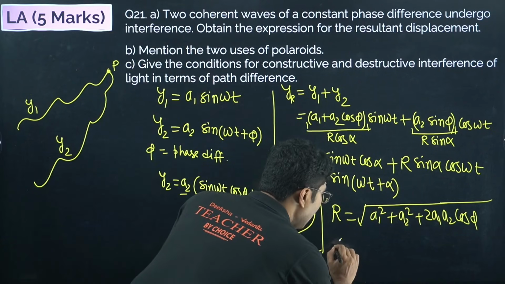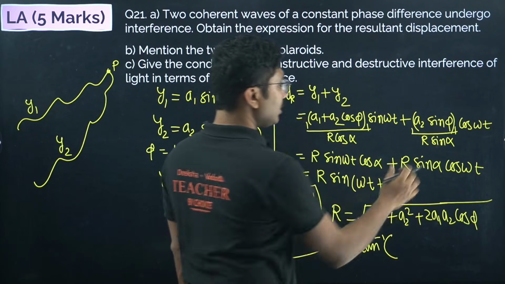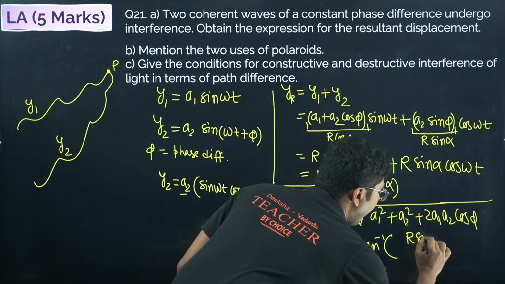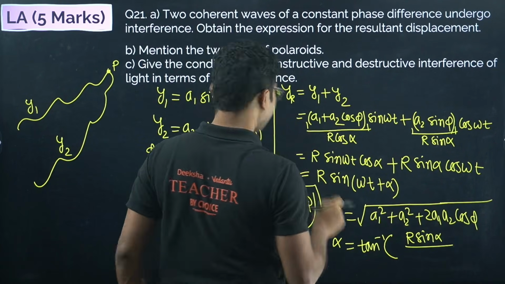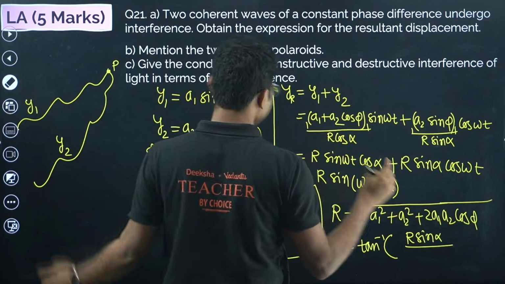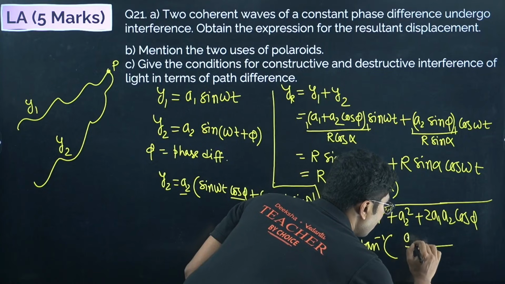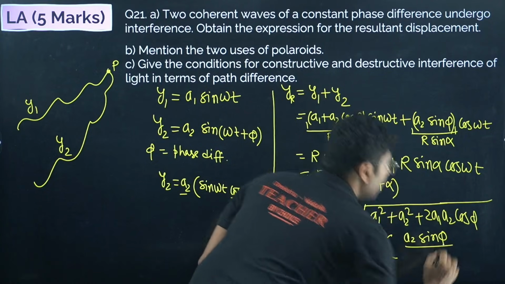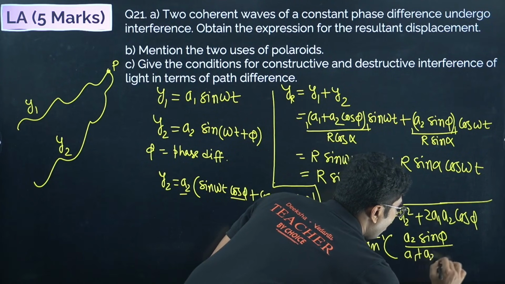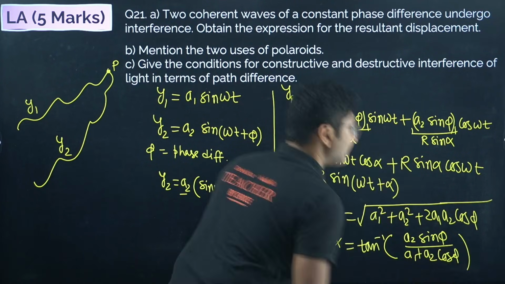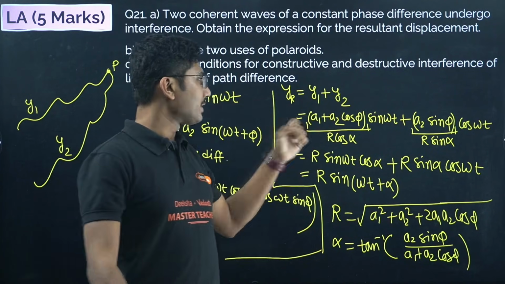What about the angle alpha? Angle alpha is given by tan inverse of sin by cos, so r sin alpha divided by r cos alpha. What is r sin alpha? r sin alpha is A2 sin phi, so A2 sin phi divided by A1 plus A2 cos phi. Tan means sin by cos, so here also it is sin by cos, except cos is not alone. Cos has a companion, A1.